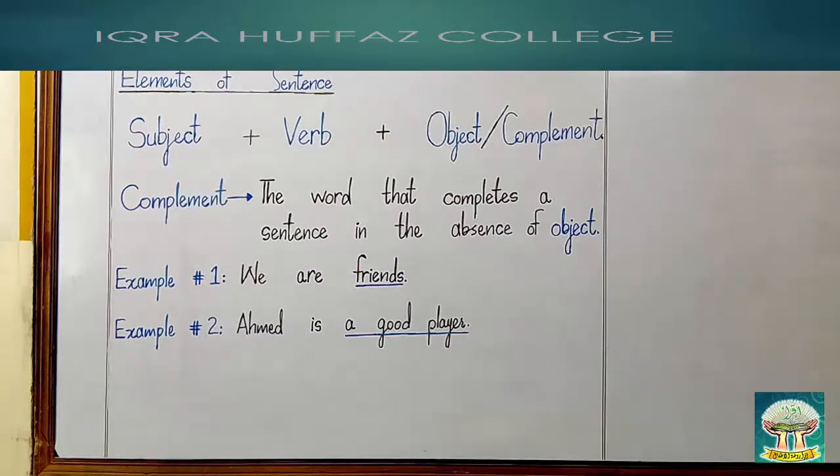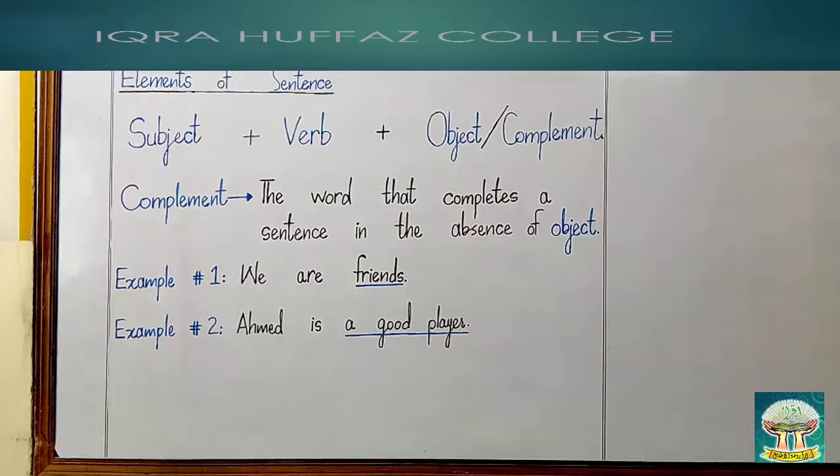The last element of sentence is complement. Complement means the word that completes a sentence in the absence of object. If there is no object in the sentence, then there will be complement to complete the sentence. I have exemplified you 2 sentences on the board. Example number 1, we are friends. The word friends is complement here. Why? Because there is no object in this sentence. So there was no object. Object was going somewhere. So he asked complement to come at his place. So the word friends is complement in this sentence because there is no object.